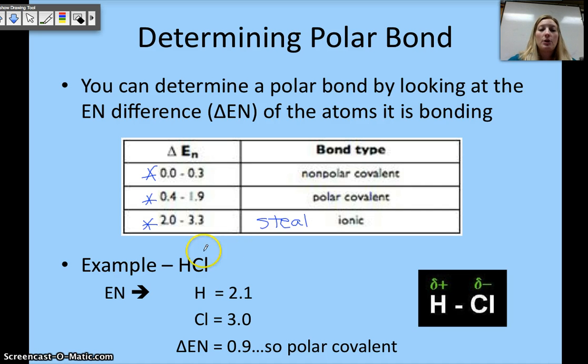So if we look at an example of HCl, the electronegativity of hydrogen, if we look at the chart, is 2.1. The electronegativity of chlorine is 3.0. The difference between these is 0.9. And if we look at this, 0.9 gives us a polar covalent bond. That means that the chlorine is going to steal some of those electrons and pull them a little bit closer. They're still sharing, because we know that it's covalent, so they're still sharing between them, but one is pulling it just a little bit closer to it.